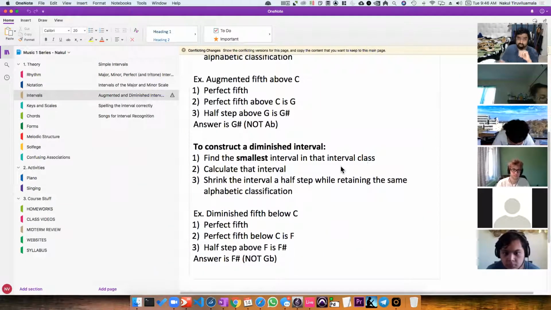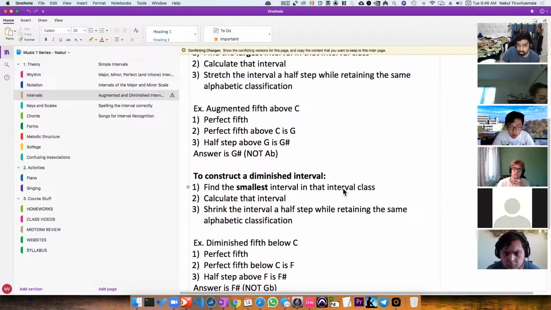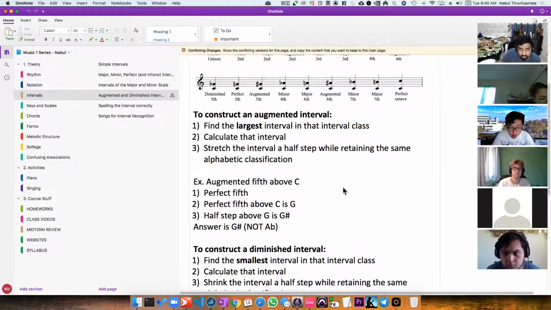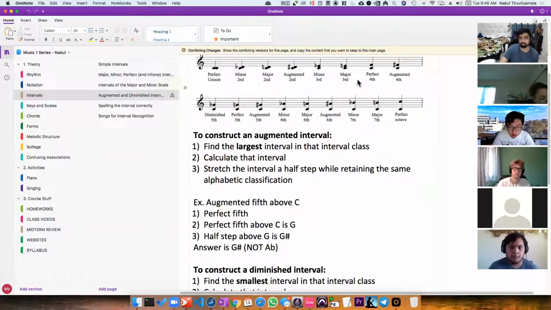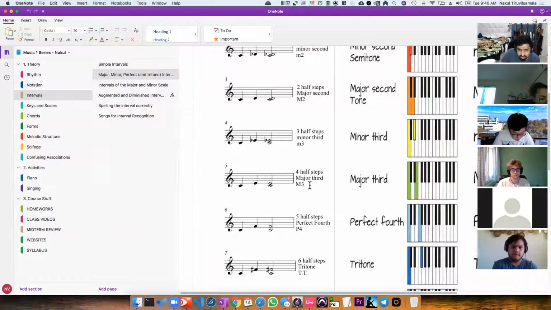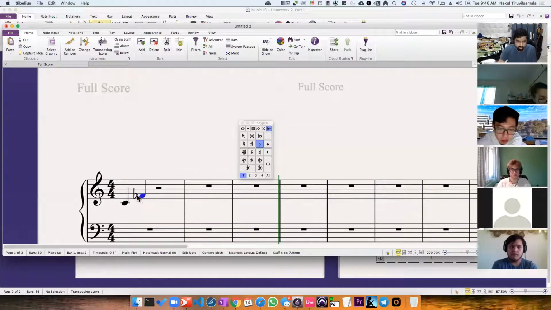If you're trying to construct a diminished interval, you find the smallest interval in that interval class and you calculate that interval. And then you shrink that interval a half step. So in other words, if we're trying to diminish a perfect fourth, the only type of interval that exists in the fourth interval class is a perfect fourth. So if you bring it down a half step, it becomes a diminished fourth.